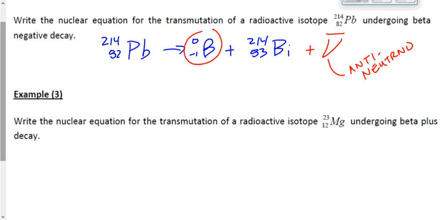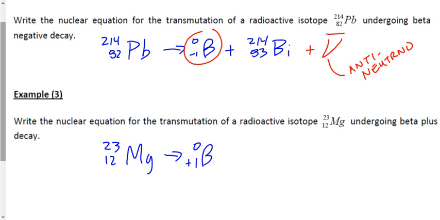Let's take a look at another one. Let's say this time we have magnesium-23 undergoing beta-positive decay. This would be 0, +1, b, or, Parker, you could have said 0, +1, e. Exactly the same thing. What else is produced here?